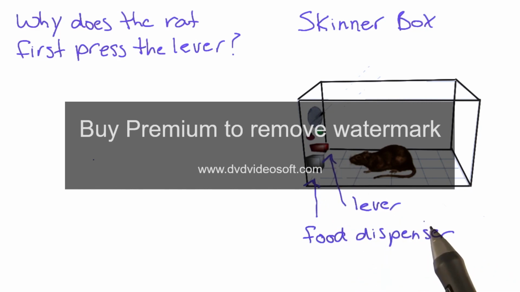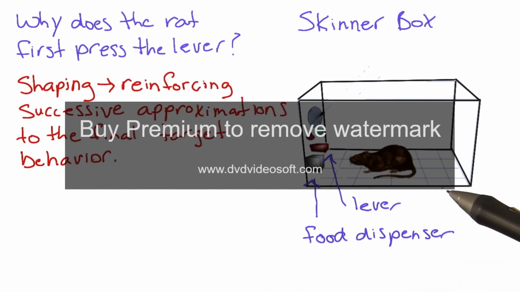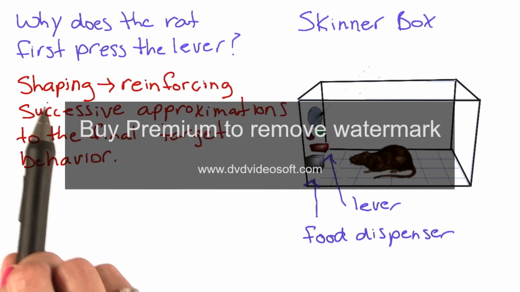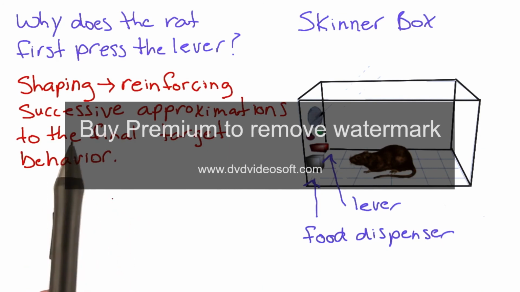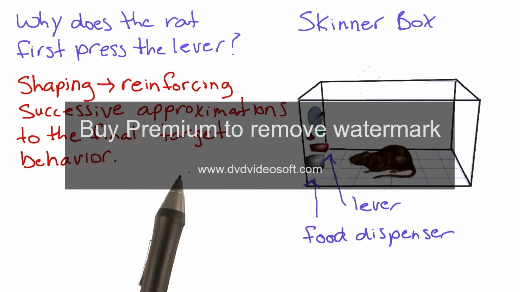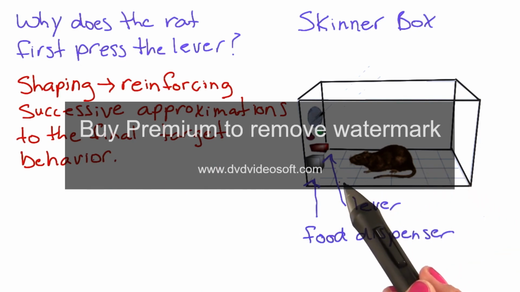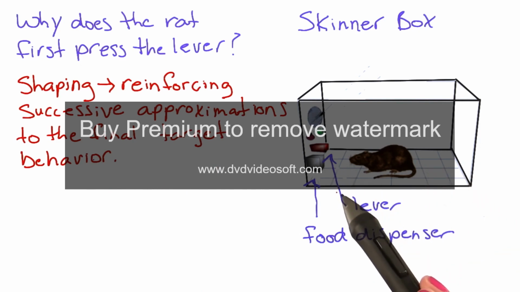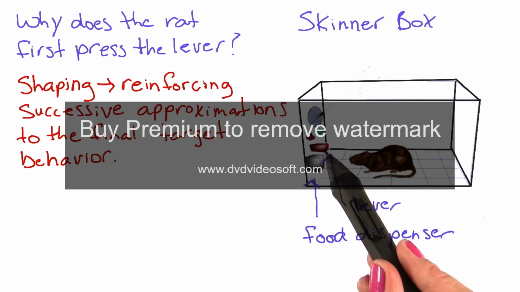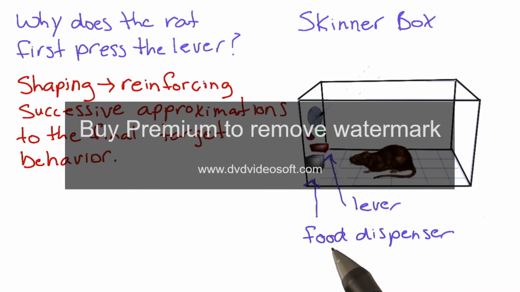But how do we get the rat to press the lever again? We can get the rat to press the lever through the process of shaping. And shaping is reinforcing successive approximations to the final target behavior. So if the rat were standing over here in the corner, I wouldn't deliver a food pellet. However, if the rat started to approach the lever, I could deliver a food pellet. Eventually, you reinforce those behaviors that are closest to the final one. Shaping is important for many of our operant conditioning behaviors.